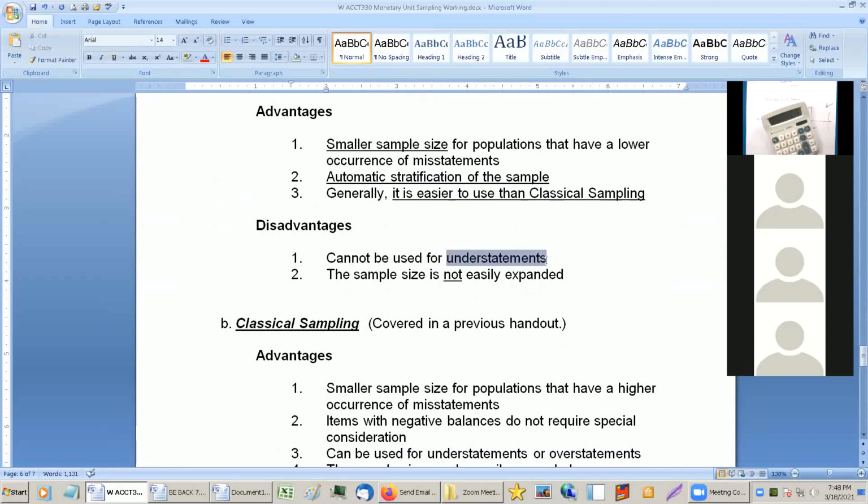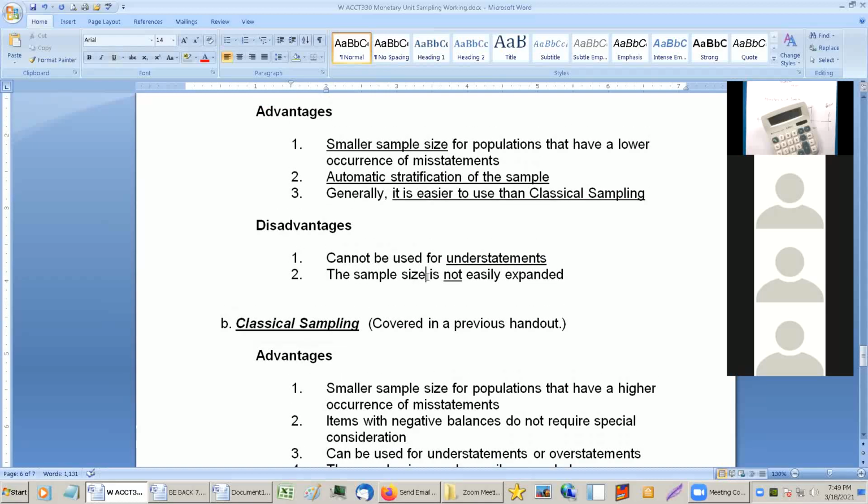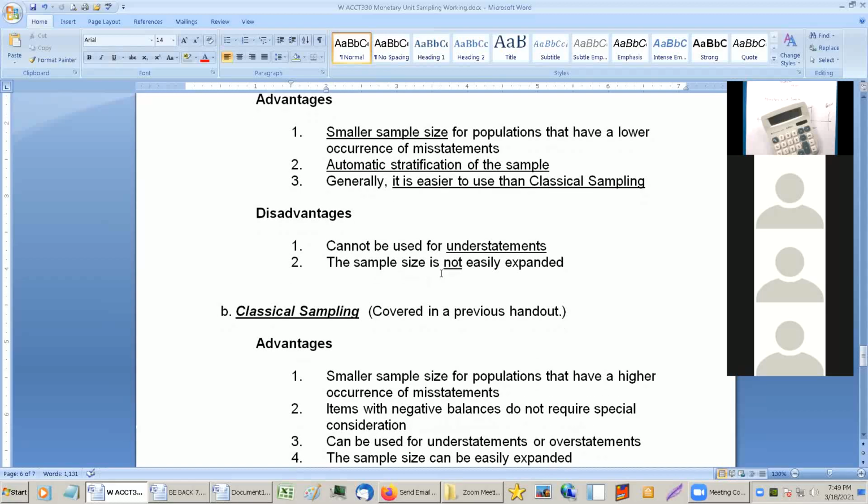Disadvantages, big one: it cannot be used for understatement. So things that are understated, things like liabilities or expenses, it's not good for them. Sample size is not easily expanded. If you come out and there's a problem, to expand it to say, okay, let's be more sure, is really hard to do. You're better off usually just switching over to classical sampling.